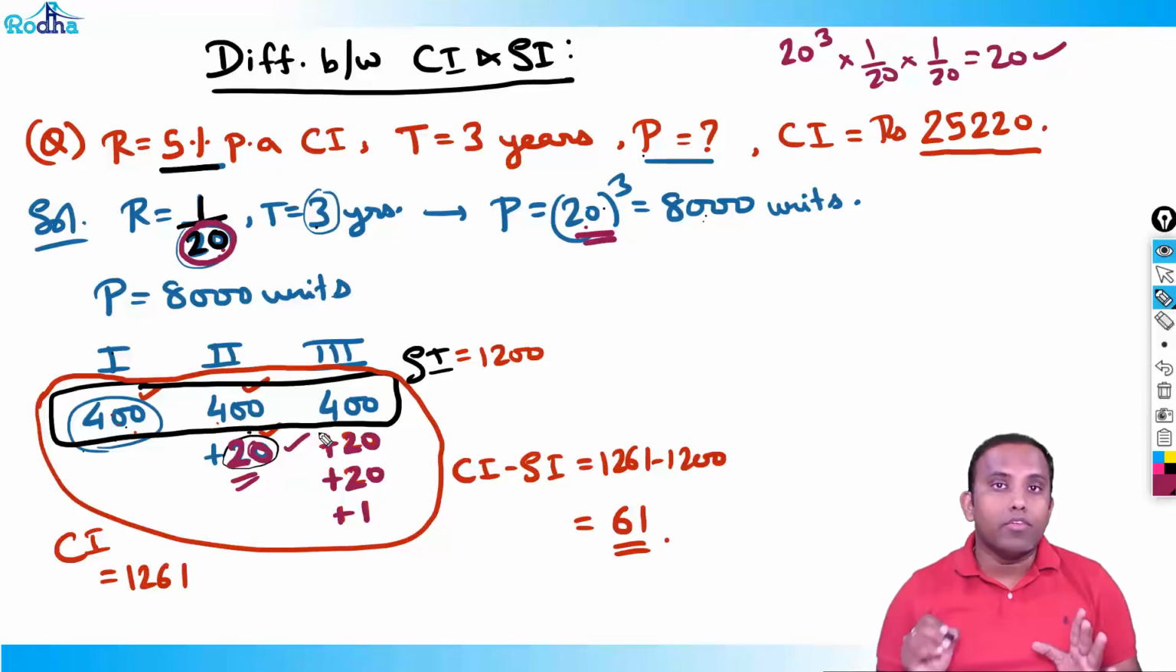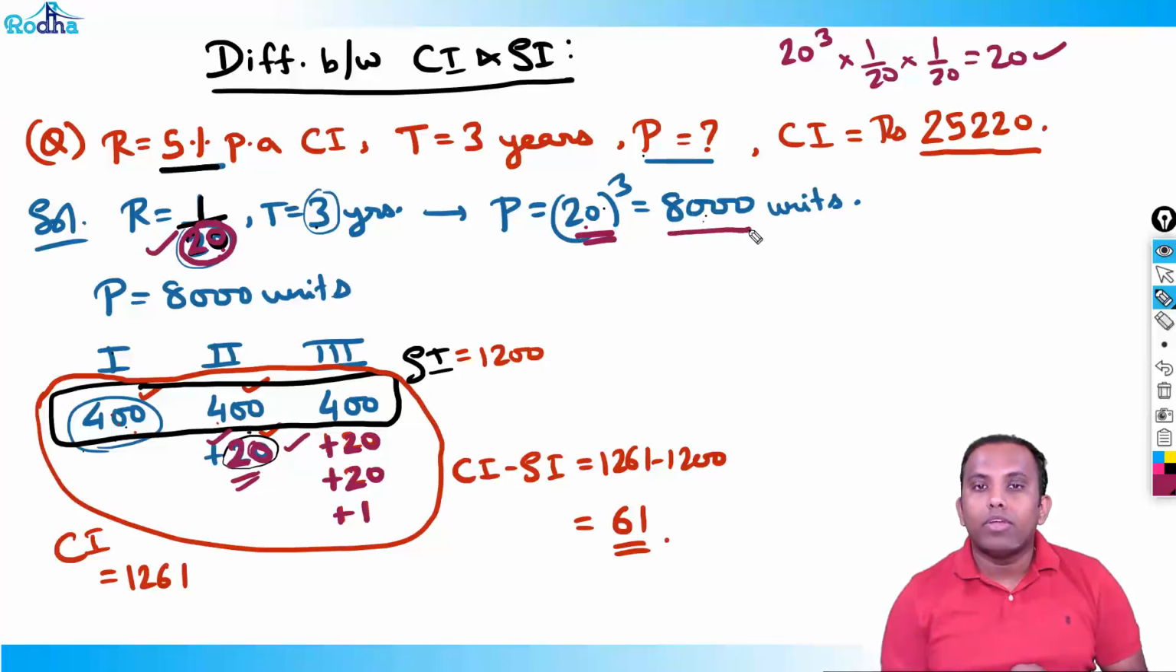Understand very carefully. This 20 and this 20 will always be the same. Why will it always be the same? Because how have we reached this 20 here? The principal assumed was 8000, which is 20 cube. From 8000 we have taken the interest, that is 1 by 20, that is 5%. So first 20 cube into 1 by 20 will give me 400. Again 1 by 20 will give me again this 20. So that's why this and this will always be the same.